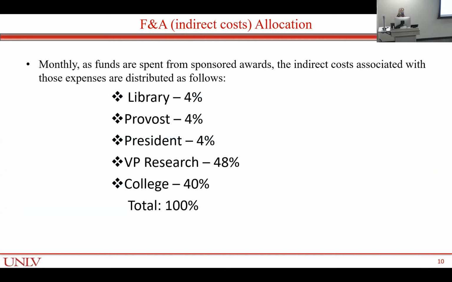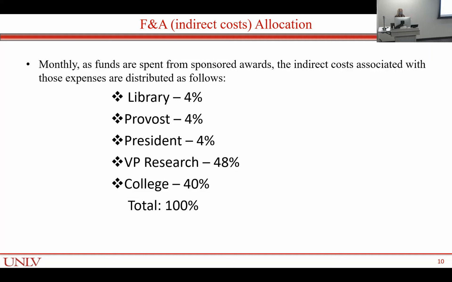So monthly, as you spend, you pay your grad student, you go on a trip, you buy something. That's a cost that we bill the sponsor. We also bill the sponsor the overhead associated with that, or the F&A, or the indirect cost. We get all of that reimbursed, but only the cost that you spent needs to get reimbursed on one side. The F&A then gets distributed administratively.